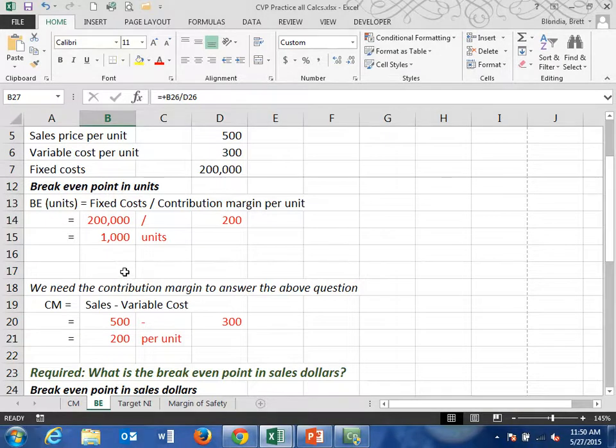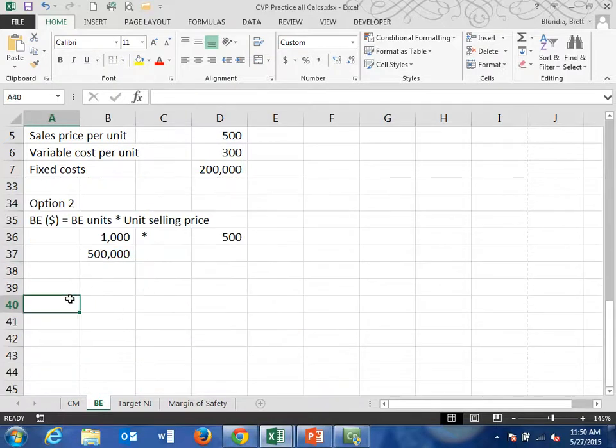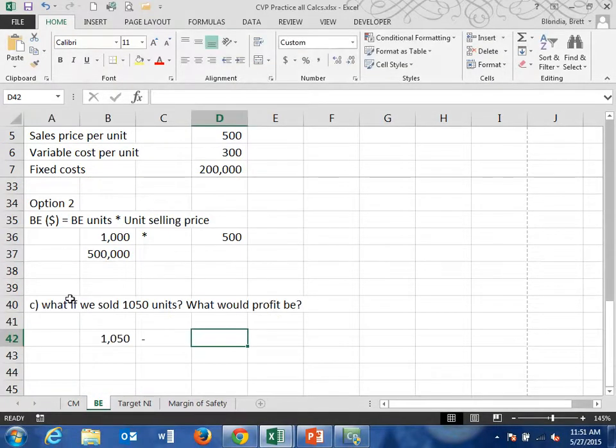Well, because I understand that this $200 per unit contributes towards fixed costs and profit, what I need to do for Part C, right? So Part C was, what if we sold 1,050 units? What would profit be? Well, effectively, this is what I can do, right? I know that I'm going to sell, the question just told me we're going to sell 1,050 units, right? Okay, so my profit is going to be based on that 1,050 units. The only units that are contributing towards profit are the number of units we sold above the break-even point.